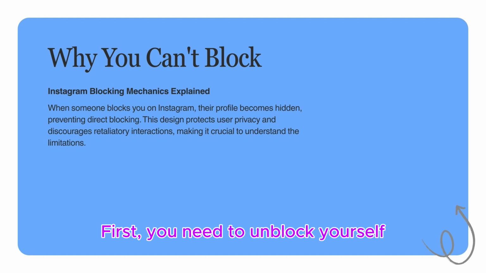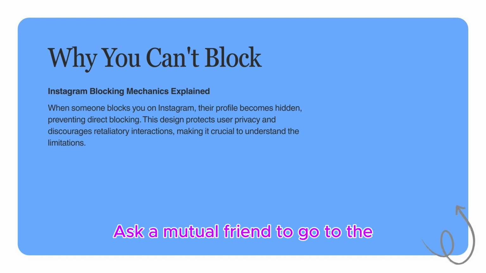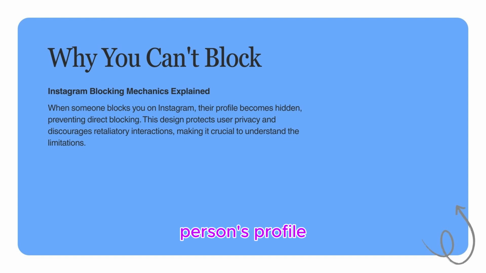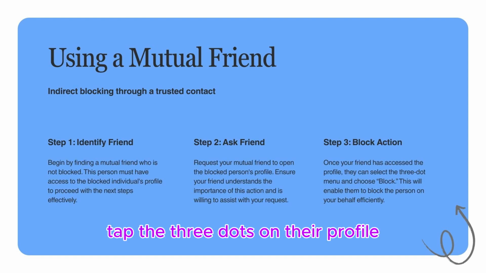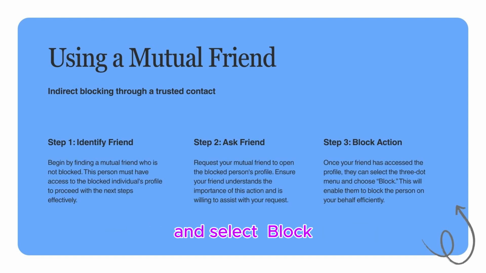First, you need to unblock yourself. Ask a mutual friend to go to the person's profile. Have the friend tap the three dots on their profile and select block. Your friend can then choose to block on Instagram for you.